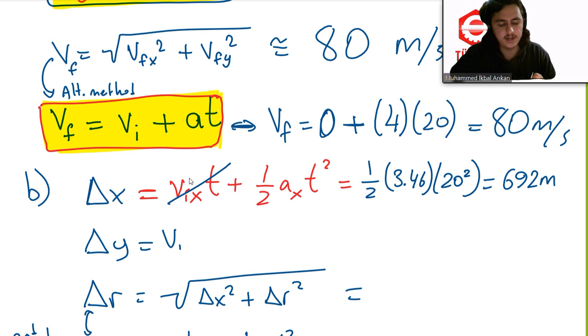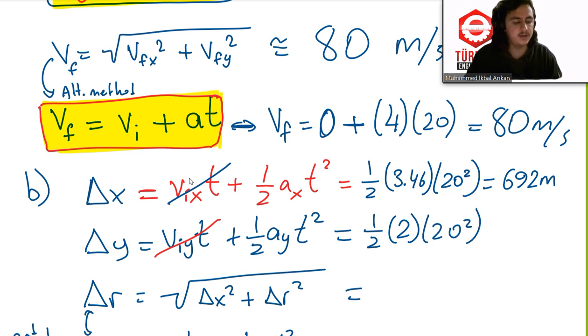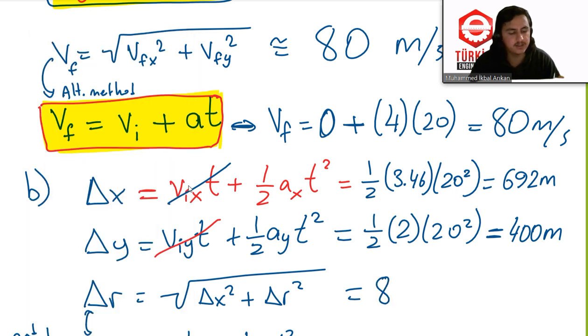What about the y? It is v initial y times time plus half of acceleration in y times time squared. Same case here, because my initial velocity in y is 0 because I started from rest. So I will put half of acceleration in y, which is 2 meter per second squared, and here I have 20 squared. So I will get 400 meters. What about this one? Here I will put our known values. So the square root of delta x squared plus delta y squared will give me delta r, which is actually 800 meters.